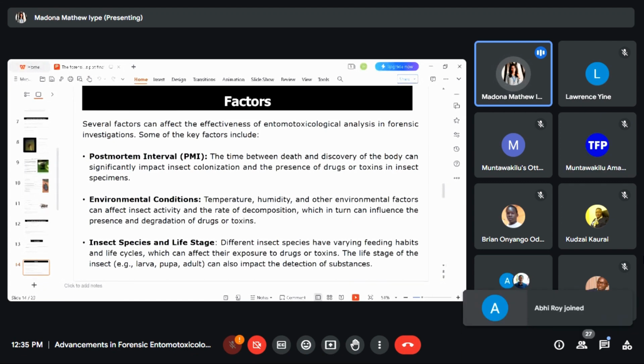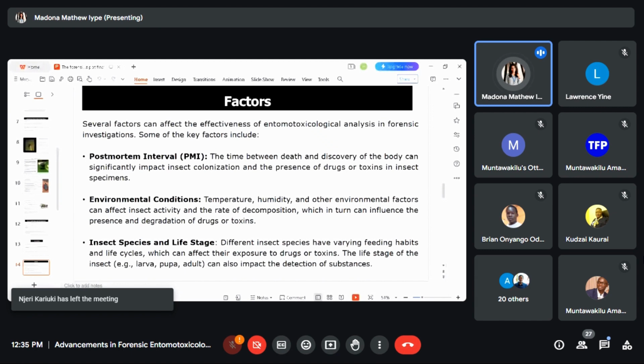Now, there are several factors that can affect the effectiveness of entomotoxicological analysis in forensic investigation. It won't be right to say that if we have forensic entomological and entomotoxicological evidence, we will get accurate results. Everything has limitations, and again, as I discussed earlier, entomotoxicology and entomology are not so developed branches, and they are struggling branches as well.